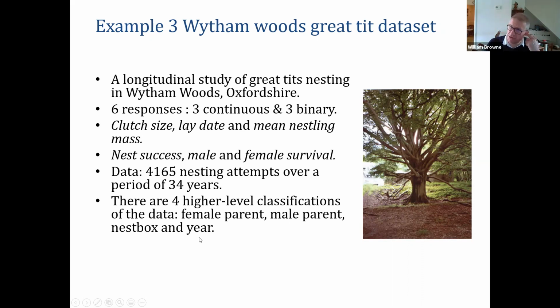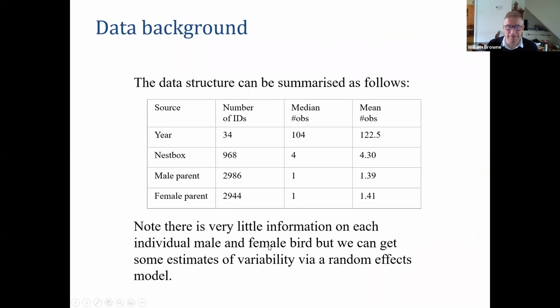Okay, so what year might be important for climatic reasons. If there was a cold or a hot year, that might have an impact. The nest box, again, that might be territory. There might be better places in the wood than others. And then the genetics of the birds to see what's going on there. So we can summarize the data structure by looking at each of these sources in turn.